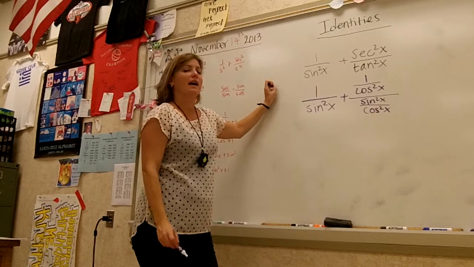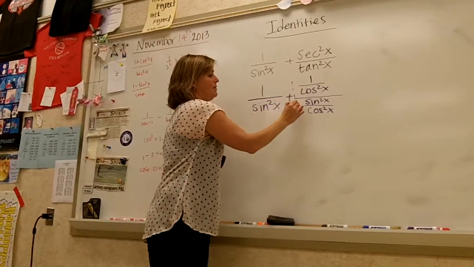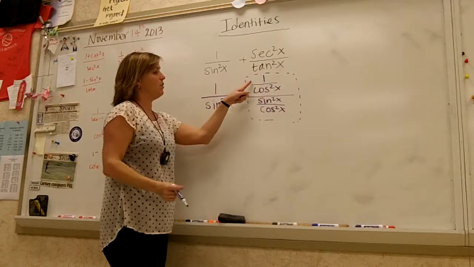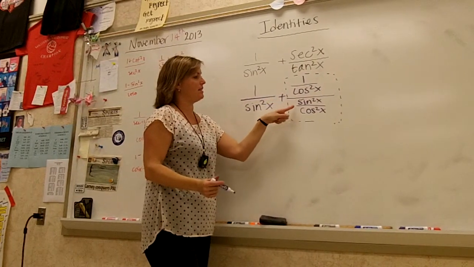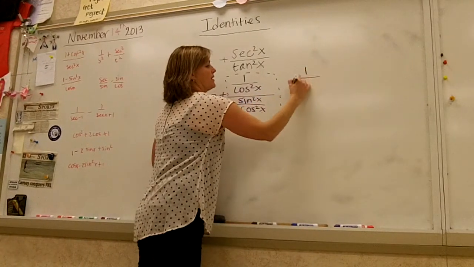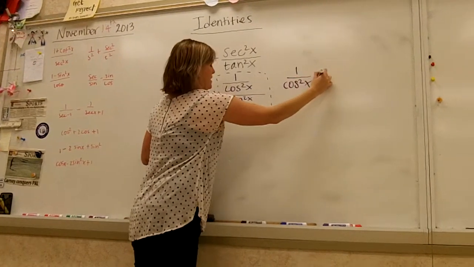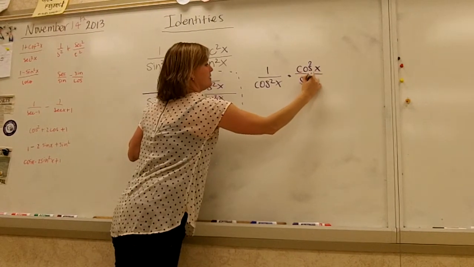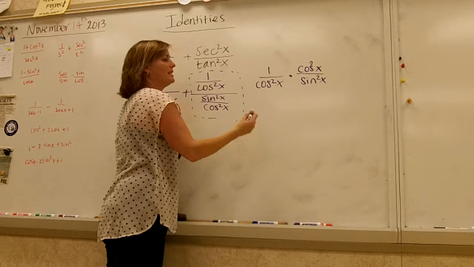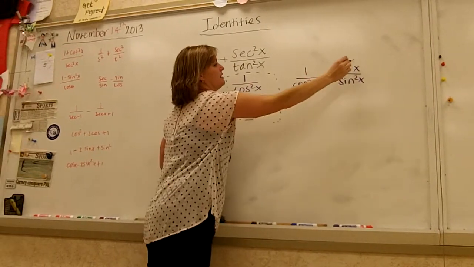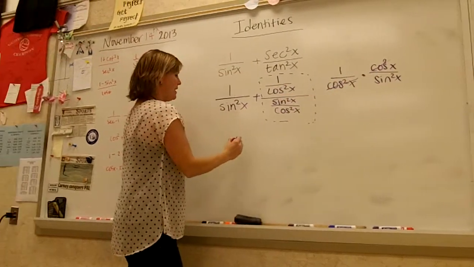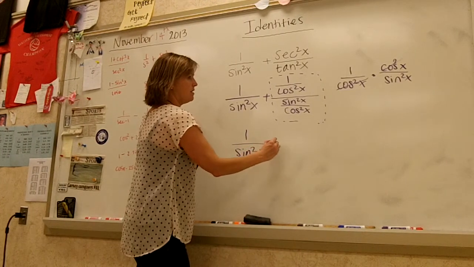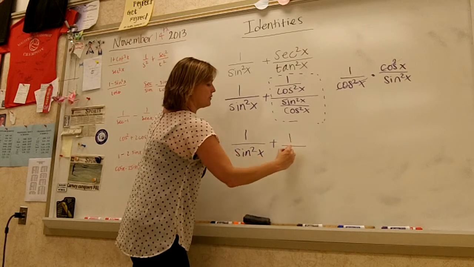Okay, so if I take a look at this piece right here, I'm going to multiply by the reciprocal of the denominator. So I have 1 over cosine squared x times cosine squared x over sine squared x. What's going to cancel out there are the cosines. So I can rewrite this whole thing as 1 over sine squared x plus 1 over sine squared x.